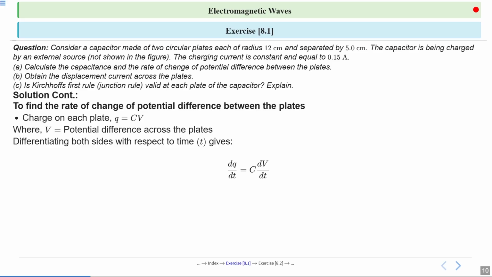So we have to find dV by dt. It is asked, rate of change of potential difference between the plates. So dV by dt will be equal to 1 by C dq by dt. Now we'll put the value of C, which we have calculated, which came out to be approximately 8 picofarad, and dq by dt is current, which is given as constant, equal to 0.15 ampere.